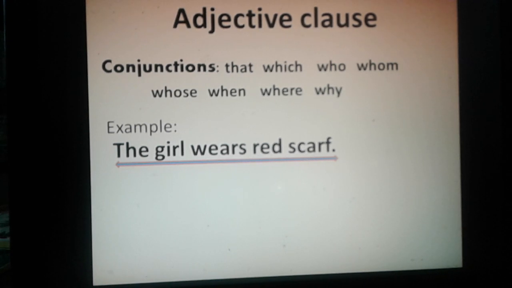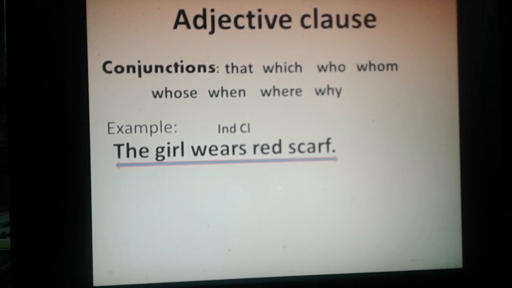Here this sentence is an independent clause. I explained the independent clause in my previous videos. You should check it out to understand more.